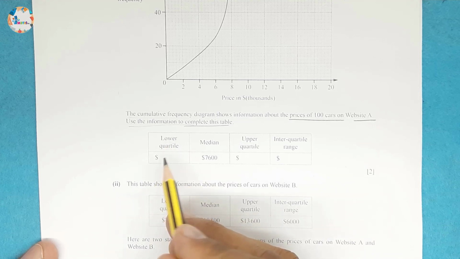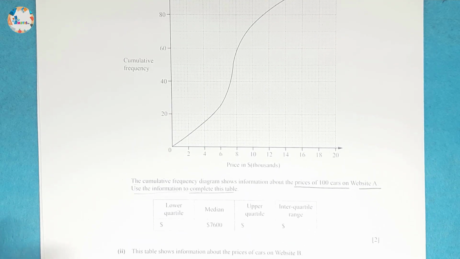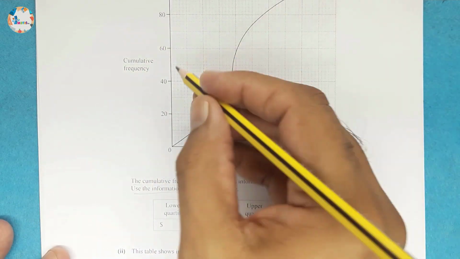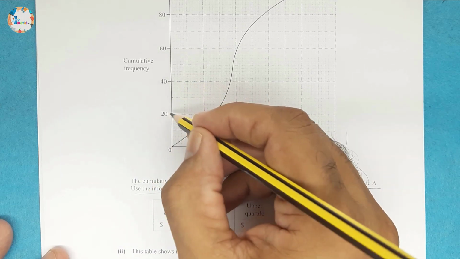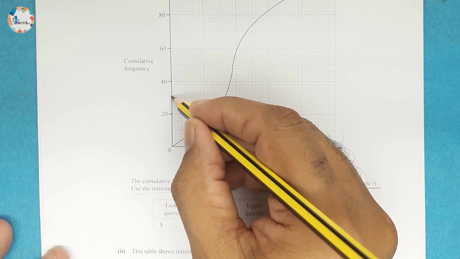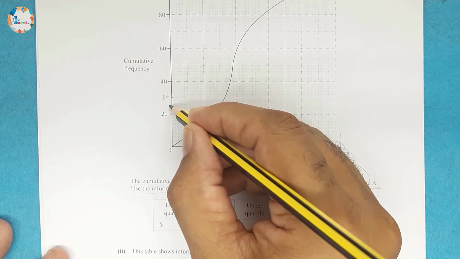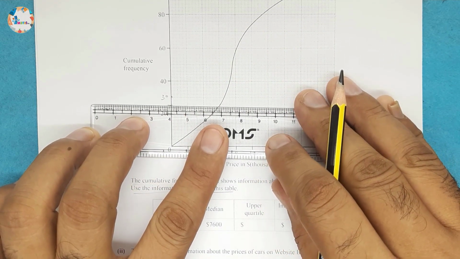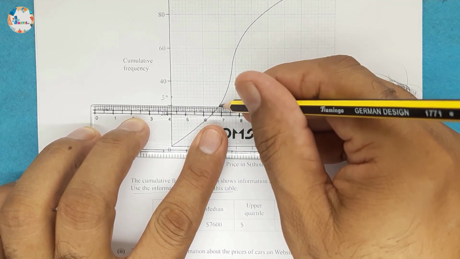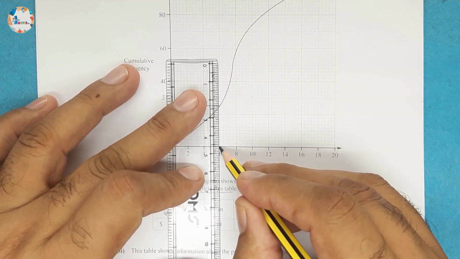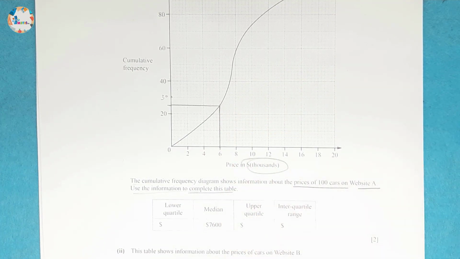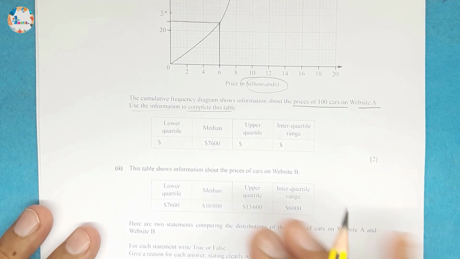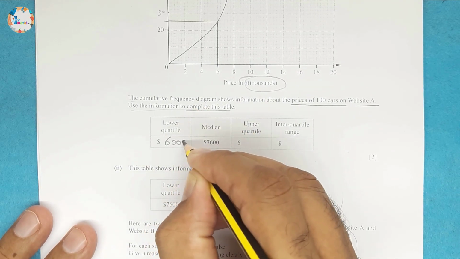So lower quartile we have to find, and lower quartile is the 25th percentile. This is up to 100, so we will be calculating the 25th percentile. Up to this one is 30, because this is in between 20 and 40, so 25 is required. 25 will be up to this one. We'll check the reference from here, and this is basically 6. So lower quartile is basically 6, but this is in thousands, so we will be writing 6,000 over here.